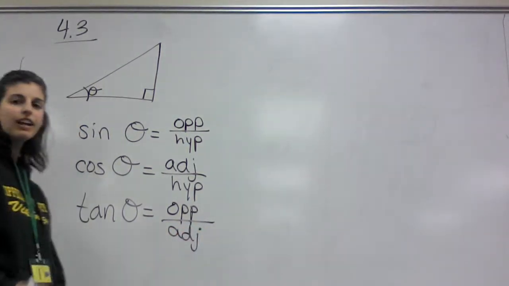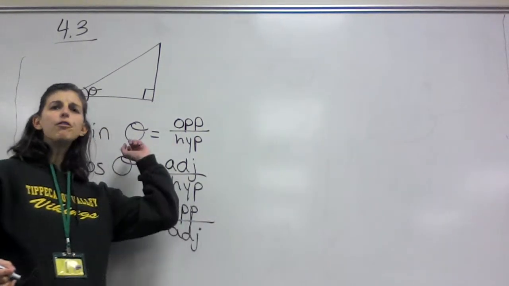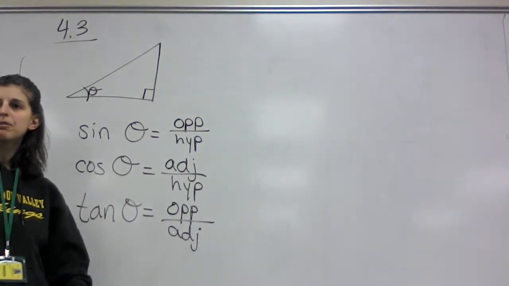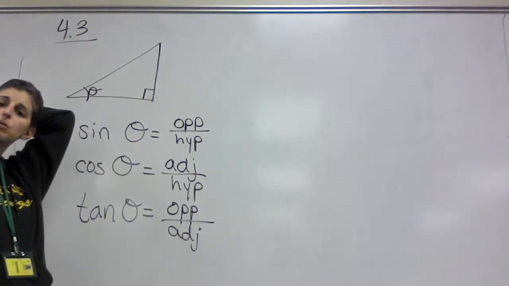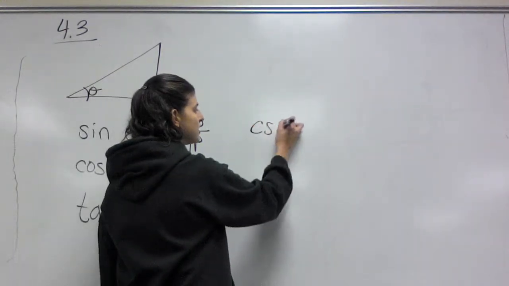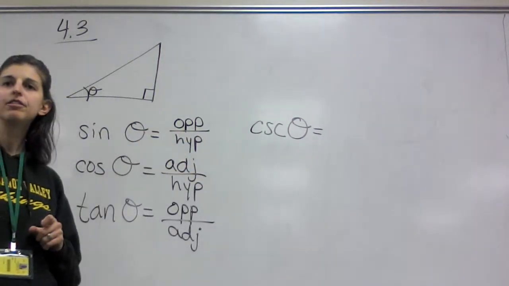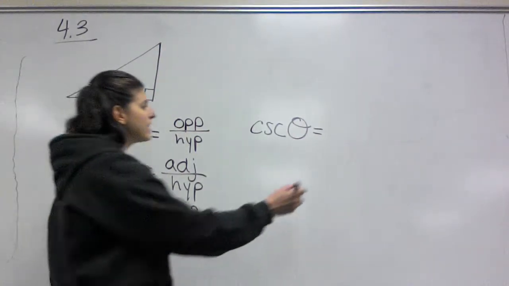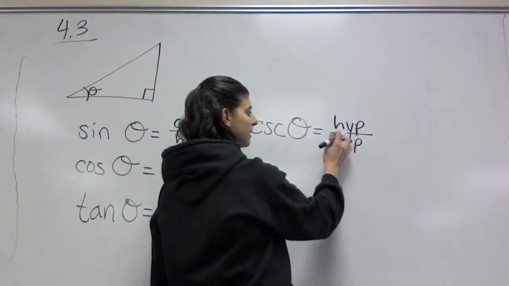Okay? Now let's go over the next 3 trig functions. 1 over the sine is the same thing as what trig function? Anybody remember? Cosecant. So the cosecant of an angle is going to be 1 over the sine value, which is also going to be flipping that fraction. So it's going to equal the hypotenuse side divided by the opposite side. Okay?